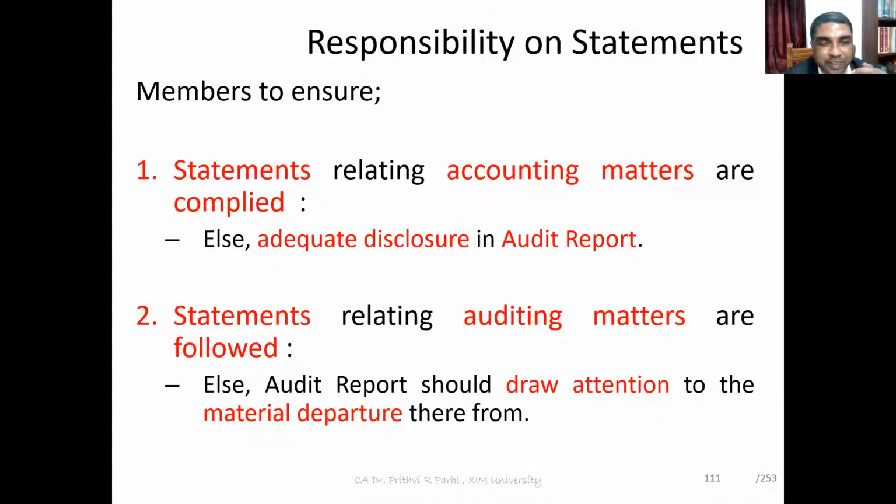Okay. So friends, you must have learned, or you must have seen now also, that there are so many standards, like accounting standards, which you are well aware of. And now you are seeing one more set of standards, that is standards on auditing. Accounting standards we refer to as AS and standards on auditing we refer to as SA. Okay, AS and SA. Let us see what the responsibility is with respect to AS and SA.